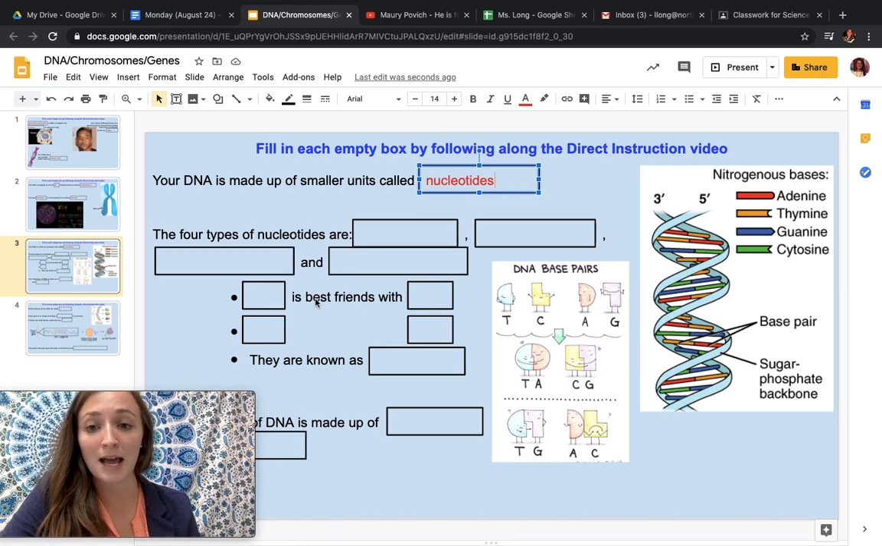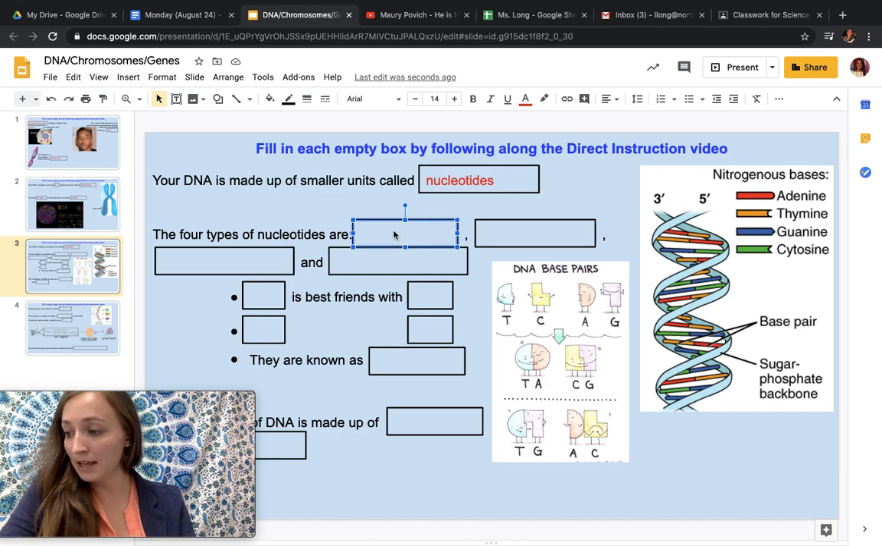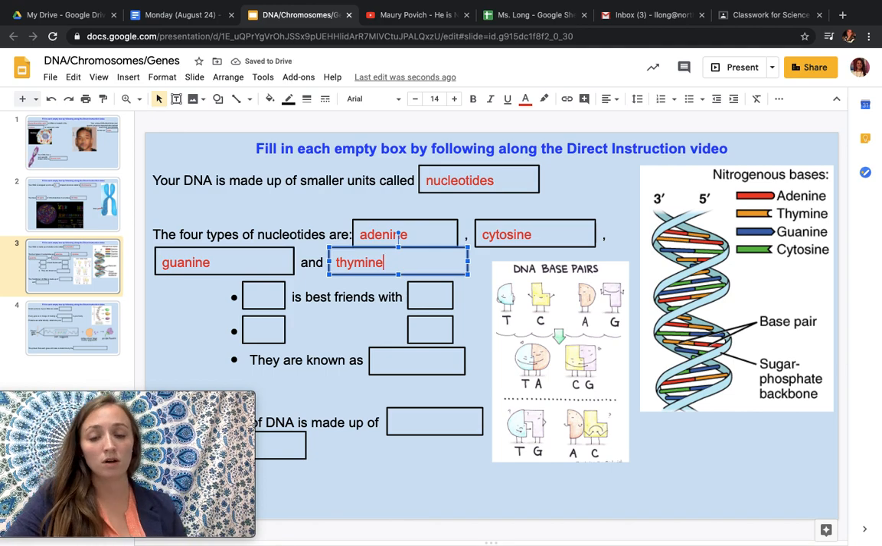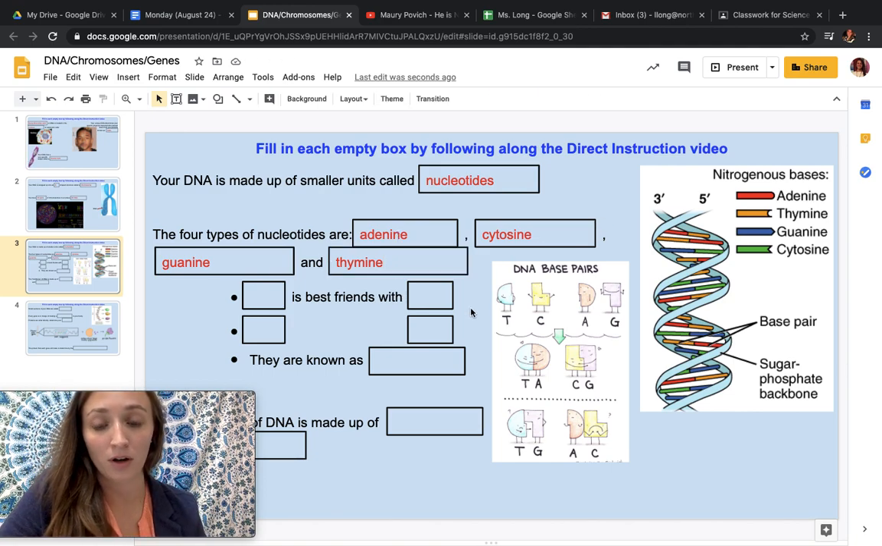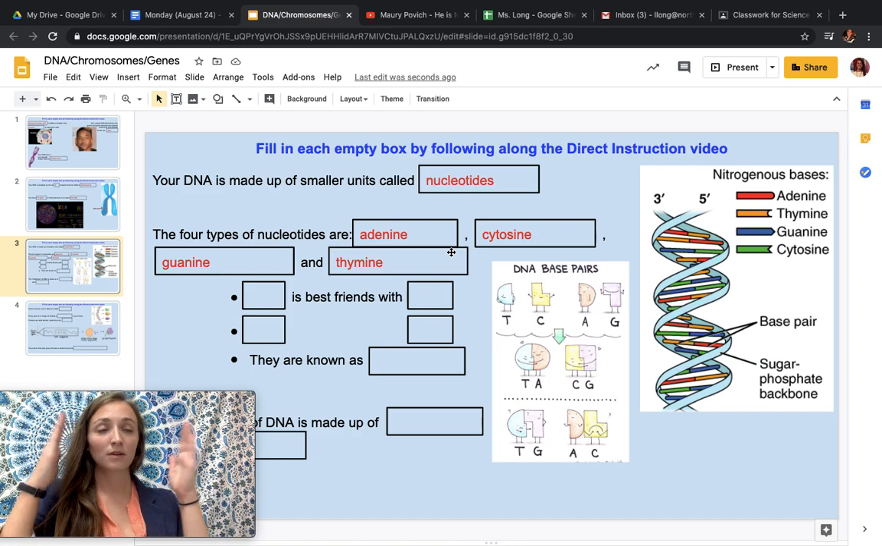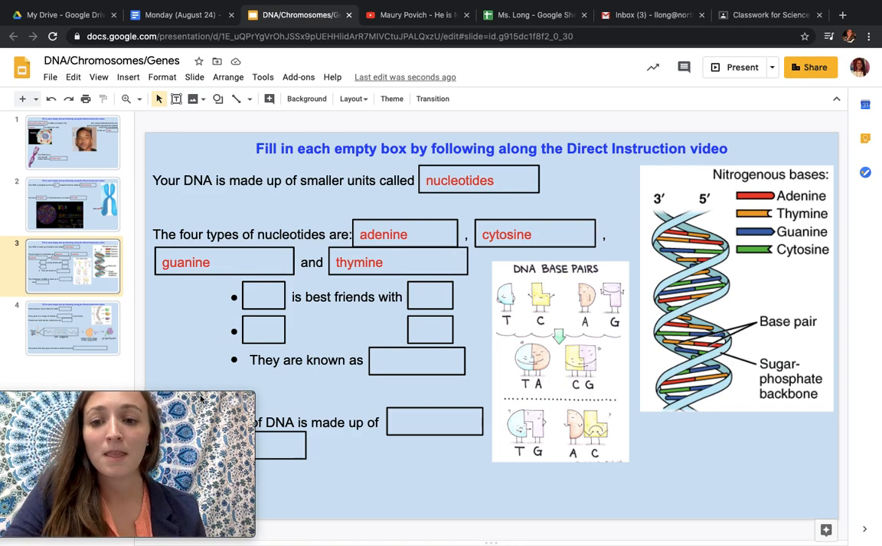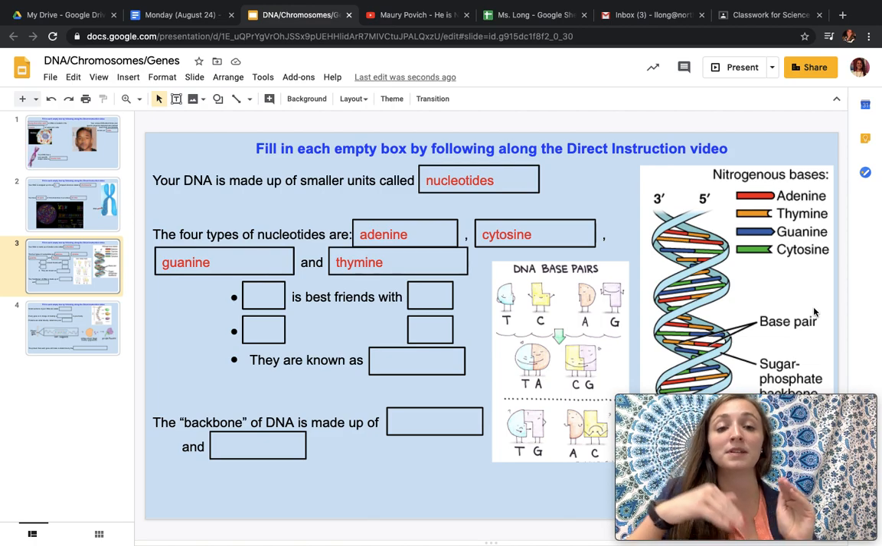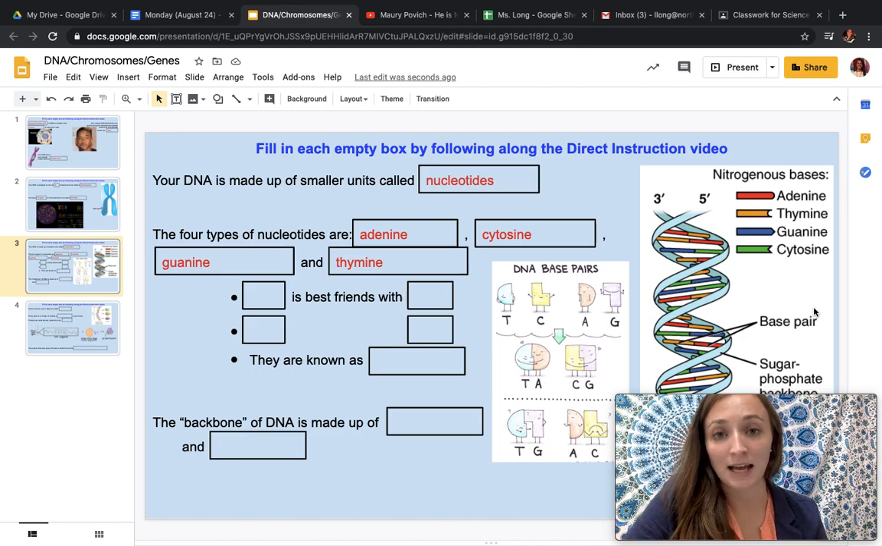Now, there are 4 different types of nucleotides. There is adenine, cytosine, guanine, and thymine. Whoa, let me slow that down because those are 4 interesting words. Adenine, cytosine, guanine, and thymine. It's easiest if we just remember them as A, T, C, and G. Those are the 4 different nucleotides that are going to make up the steps of the ladder of DNA.